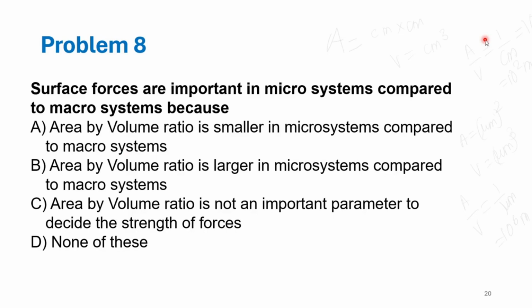Problem 8. Surface forces are important in microsystems compared to macro systems because option A, area by volume ratio is smaller in microsystems compared to macro systems. Option B, area by volume ratio is larger in microsystems compared to macro systems. Option C, area by volume ratio is not an important parameter to decide the strength of forces. Option D, none of those.